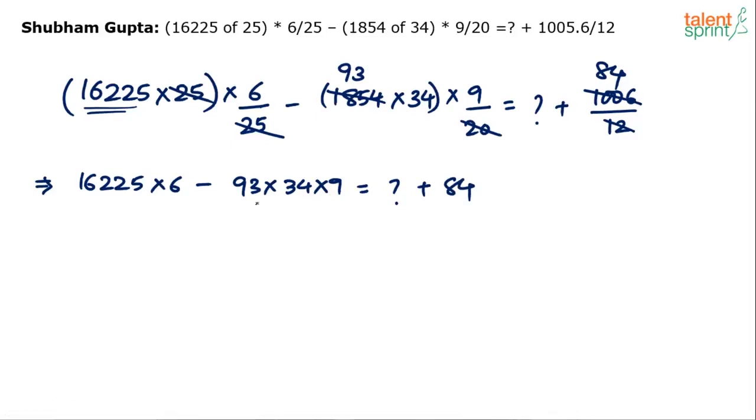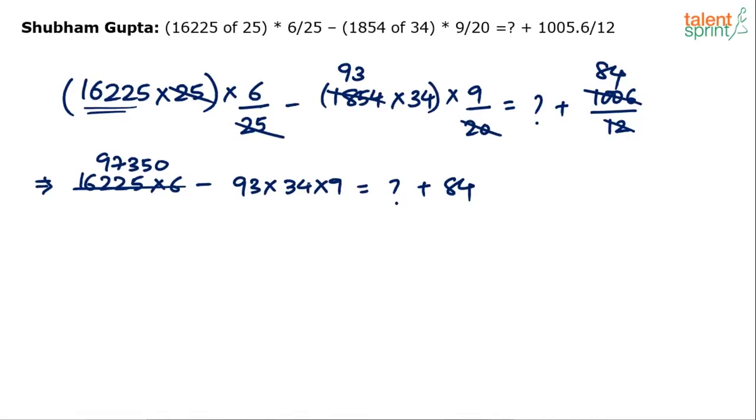I'm not sure if anything can be taken common here. There's nothing that can be taken common here, right? So 16,000 into 6 is 96,000. 225 into 6 will be 1350, right? So 96,000 plus 1350, 97,350. You understand? 16,000 into 6, split and merge again, right? Everything that we do is based on split and merge. 16,000 into 6, 96,000 plus 225 into 6, 1350, 97,350.